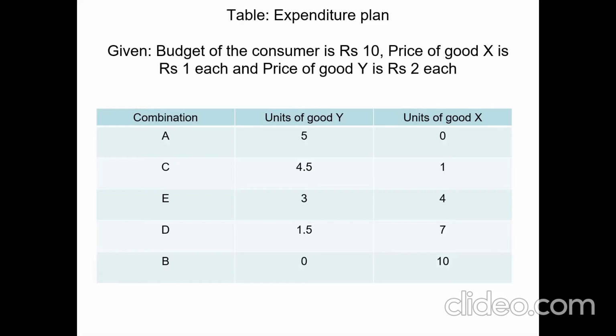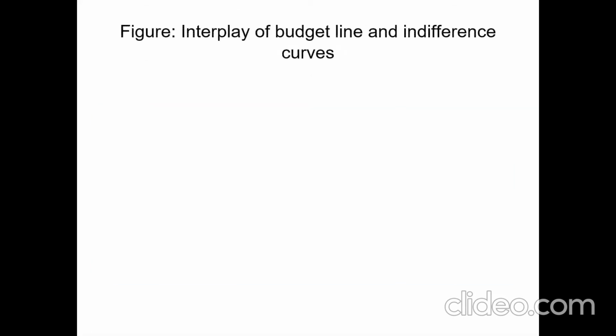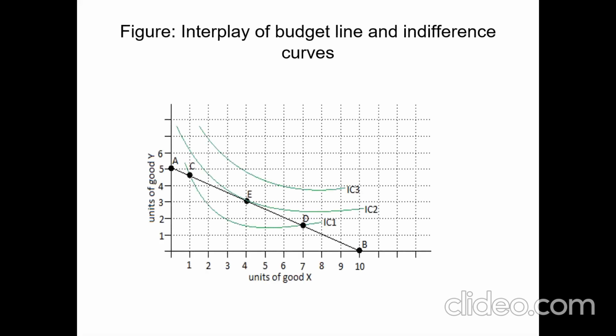When you draw a graph for all these combinations, the interplay of the budget line and indifference curve is shown like this. What you can see over here are IC1, IC2, and IC3. There are three different indifference curves. AB is the budget line. A consumer can only consume such combinations of goods which lie upon the budget line at a given income level and constant prices of goods X and Y. We'll come back to this graph again for better understanding.